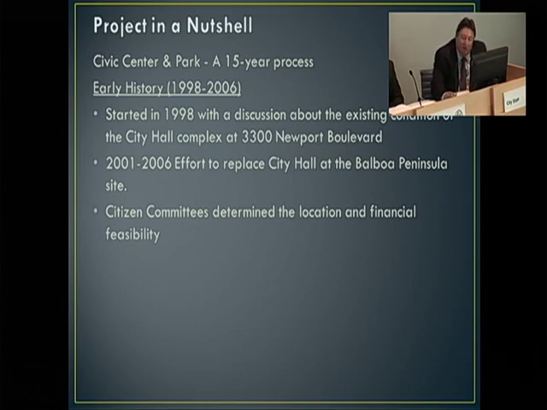That just started a lot of conversation, to a point where in 2001, the conversation turned to, we've got to do more than just patch up this building. We should probably look at replacing it. So for about five years, there was a process where we had hired a consultant, and an architect as well, to look at what we could do at this site. During that process, questions were raised. One was, what location should it be? Should it stay where it is? The other was, do we really have the financial feasibility to do this?